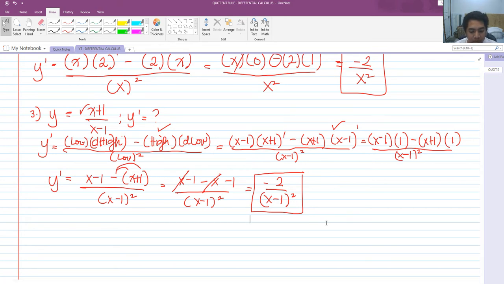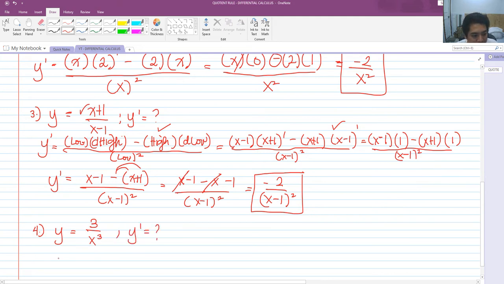Okay, for number 4, let us try. Take note that what I'm trying to give here are basic problems. So the purpose of this video is actually to remember and to memorize the mnemonic: low d high minus high d low all over low squared. So let's try 3 all over x cubed. Let's try that. So we have y prime.